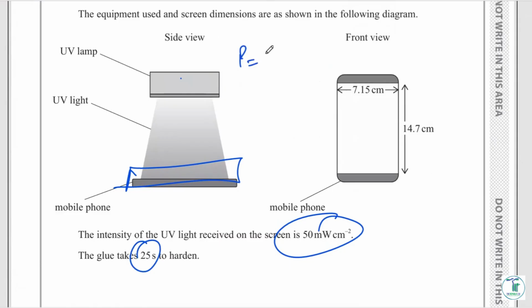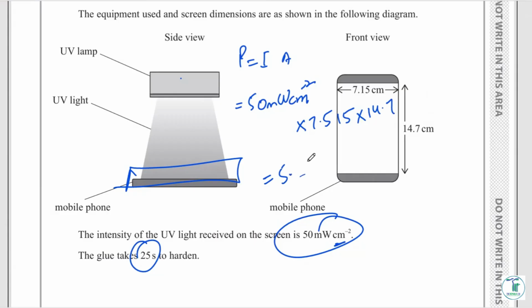The power is I times A, right? The intensity is 50 milliwatts per centimeter square multiplied by the area. The area has to be 7.15 times 14.7, right? You must be wondering why I'm not changing the units, because we've got centimeter square over here, and I'll get the unit of area as centimeter square as well. So I'll get the final power, and that comes out to be something like 5.25 volts, right? You can use the calculator.